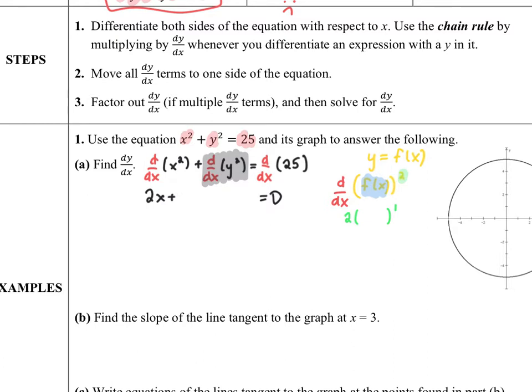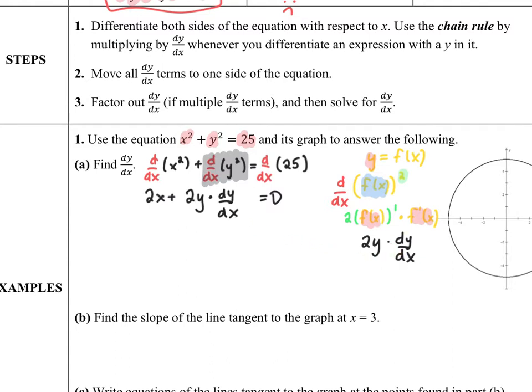In chain ruling this, I bring down the power, subtract 1 from the power. I leave the inside alone, so that's just going to be an f of x times the derivative of the inside. So I have to multiply times f prime of x. And then if I put that y back in for those f of x's, that's going to give me 2 times y in place of that f of x times, and then f prime of x is dy dx, derivative of y with respect to x. And this is what I'm going to pull back into my problem.